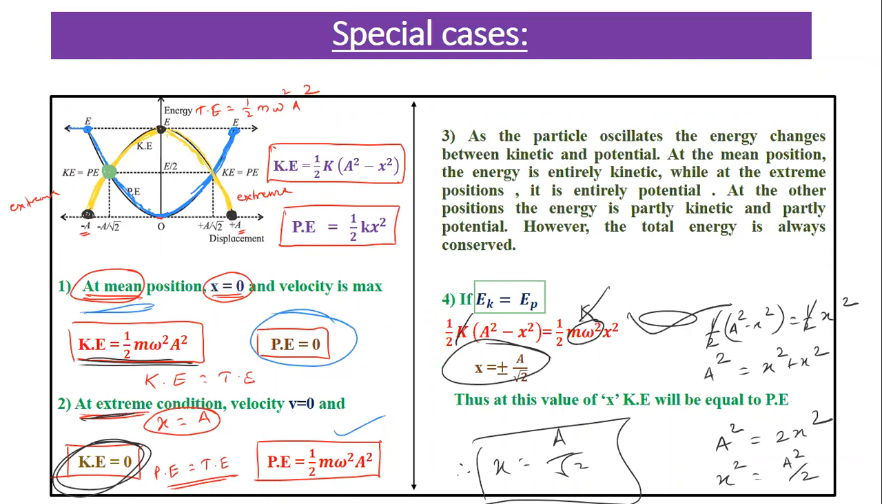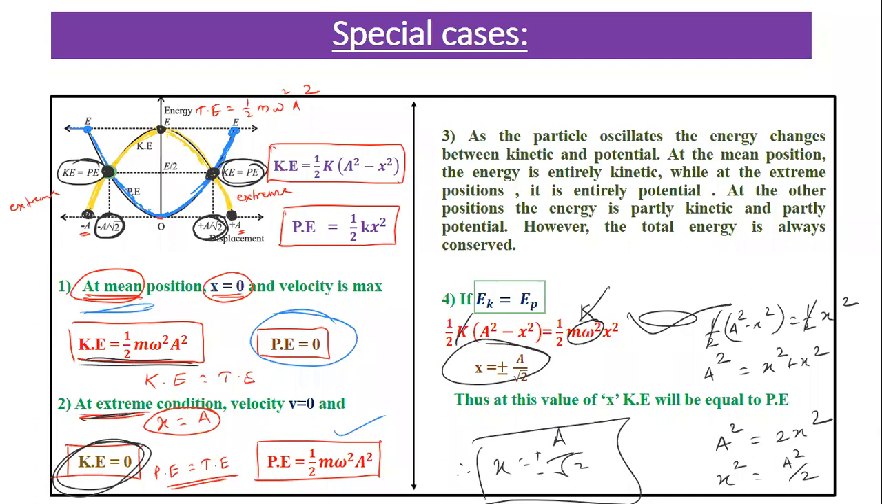When x is equal to a by root 2, both kinetic energy and potential energy are the same. So you can see here the 2 points where kinetic energy and potential energy are the same. At that time, the displacement, as shown in the graph, is plus or minus a by 2. Both the energies are similar. Kinetic energy is equal to potential energy.